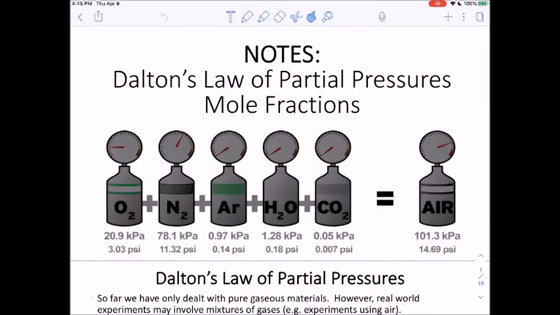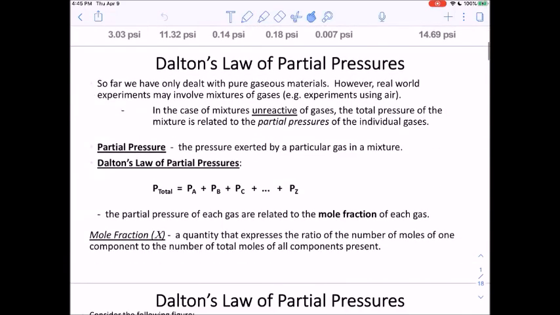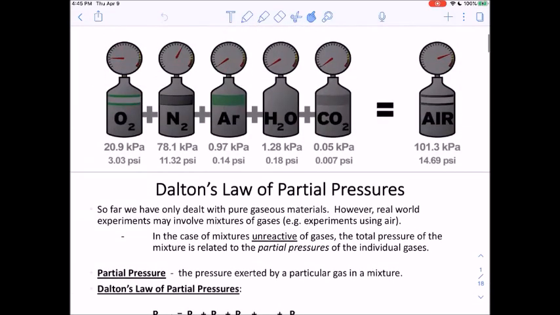This set of notes is going to take you through calculations involving Dalton's law of partial pressures and mole fractions. One of the things that's new about this is that up until this point, we've been dealing with pure gaseous mixtures, which means gases that are composed entirely of one element or one compound. But in the real world, our experiments often involve mixtures of gases, meaning air, which is made up of many different types of gases. As you can see up here, this is the composition of air.